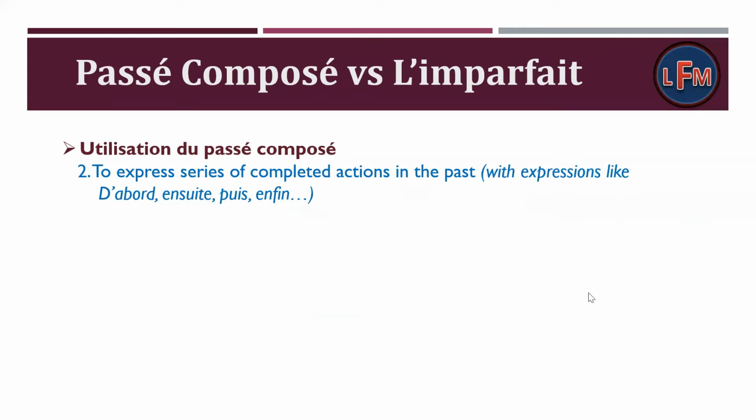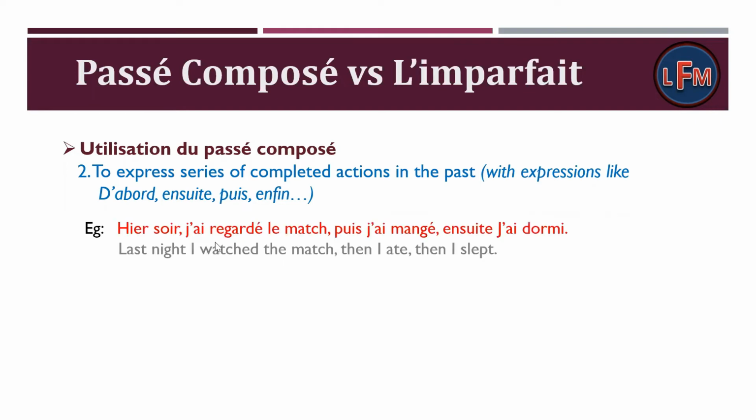Passé Composé is also used to express a series of completed actions in the past with expressions like d'abord, ensuite, puis, enfin. For example, hier soir, j'ai regardé le match, puis j'ai mangé, ensuite j'ai dormi. Last night, I watched the match, then I ate, then I slept. So this is the series of actions in the past. So when we want to narrate the actions in the past one by one, we use Passé Composé.